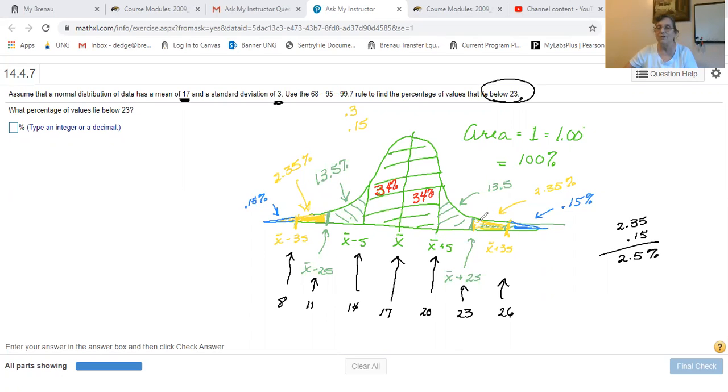So this part up here contains 2.5%, which means all the rest of it, 100% minus 2.5% is going to be 97.5%. So the answer to this, 97.5. Excellent.